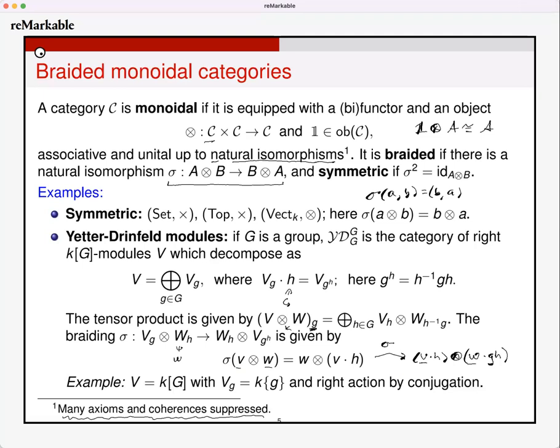So a very simple example of a Yetter-Drinfeld module is just the group ring, where the summand labeled by G is the line through G, and the right action is just conjugation.